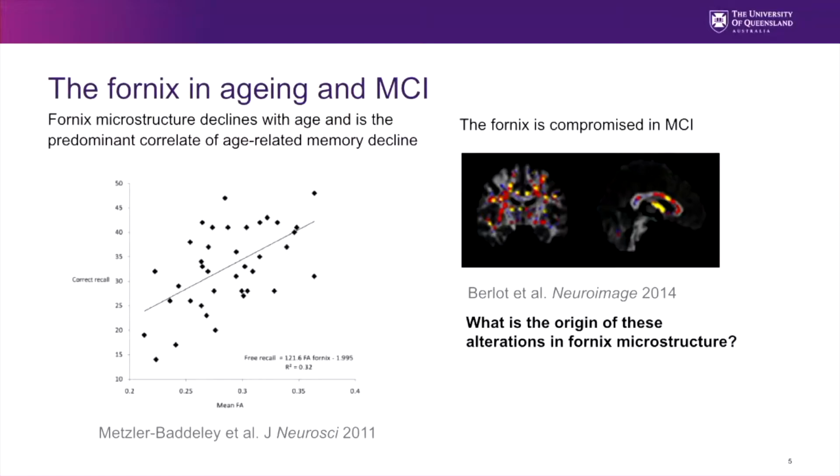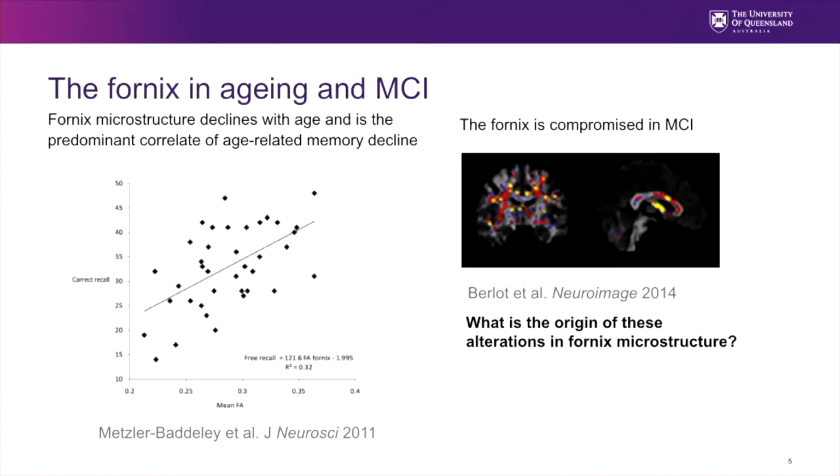And these are the findings really in brief. What we found is that the Fornix shows clear age-related variation in microstructure. So from the age of about 50, there is a linear change in microstructural measures in the Fornix. And also those changes in the Fornix are the dominant correlate of age-related change in memory performance.